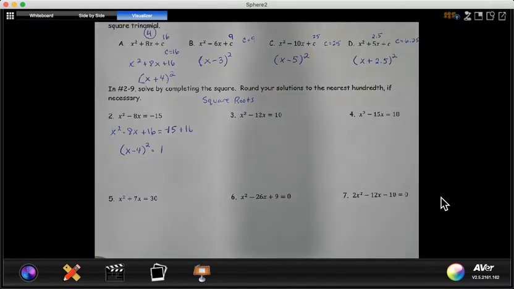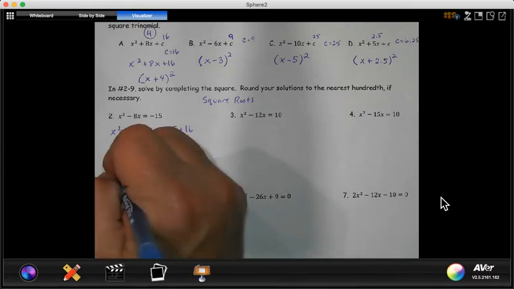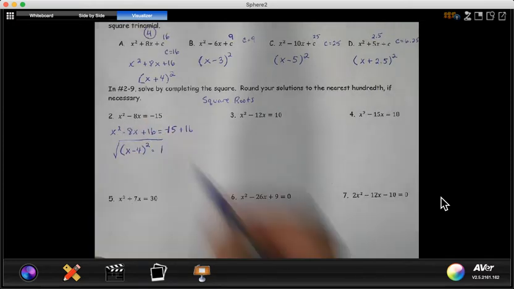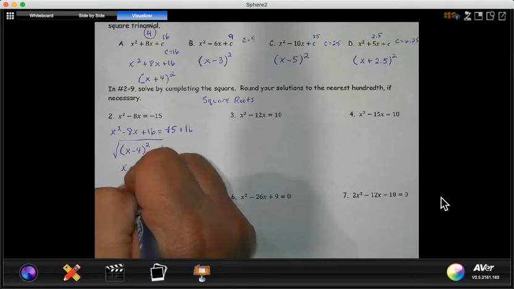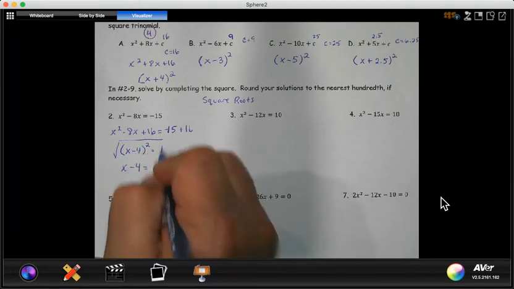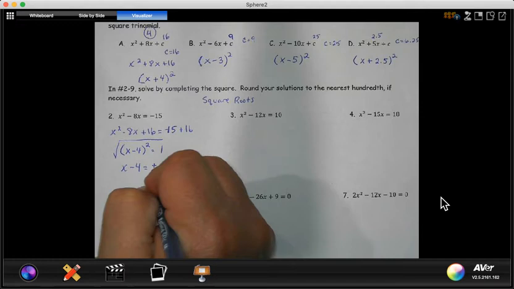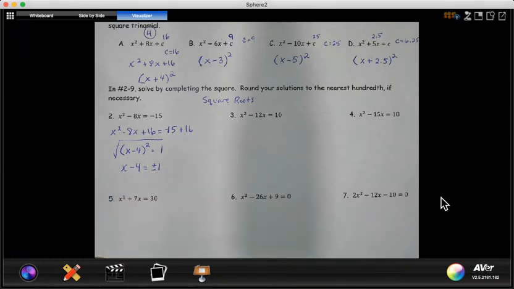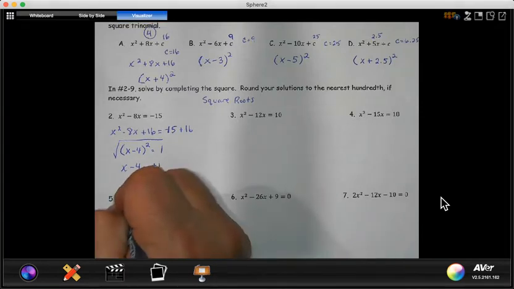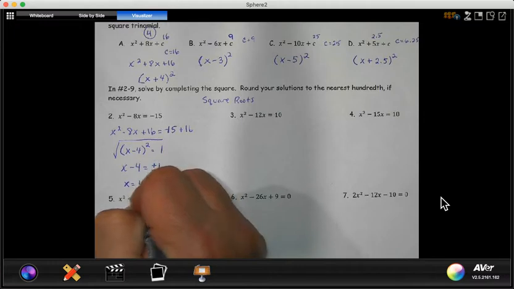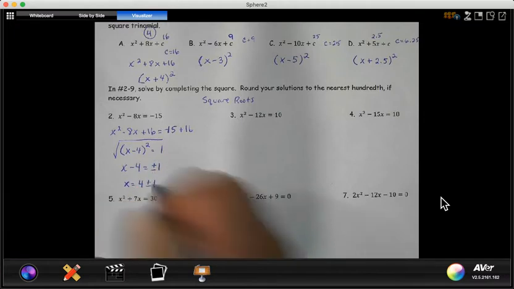It's a neat little trick, okay? So then we square root both sides. That leaves me with x minus 4, and the square root of 1 is 1. Don't forget your plus or minus, okay? Add 4 to both sides, so I'm going to get 4 plus or minus 1.